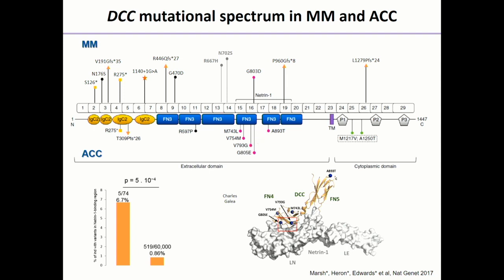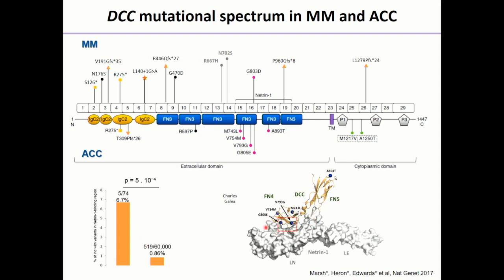So we had the impression that the missense variants clustered for agenesis of the corpus callosum in the netrin binding domain. And this was also confirmed by comparison of the frequency of variants located in this region in our population of patients with agenesis of the corpus callosum and the ExAC population. So this was really very significant.